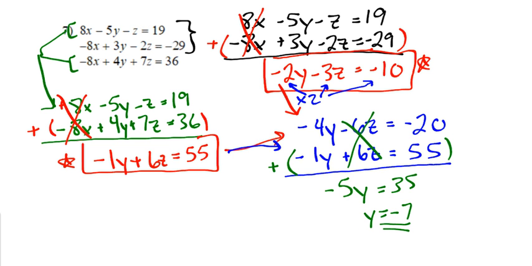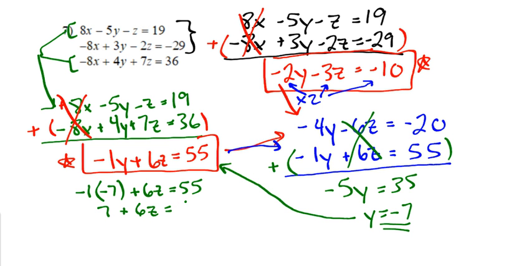So then what do I do? I can take that knowledge that y equals negative 7 and put it over here. Negative 1 times negative 7 plus 6z equals 55. Or 7 plus 6z equals 55. So I'm going to subtract 7 from both sides and get that 6z is 48, divided by 6. And I get that z is 8. So I know 2 of the variables. All I have to do is find the last one. I need to know what x is.